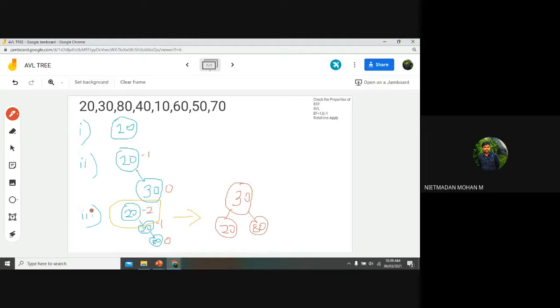So in this third step, we have done the RR step to convert that into an AVL tree. Now you can see this: it will be 0, it will be 0, and it will be 0. Are you clear about this? Yes, sir.